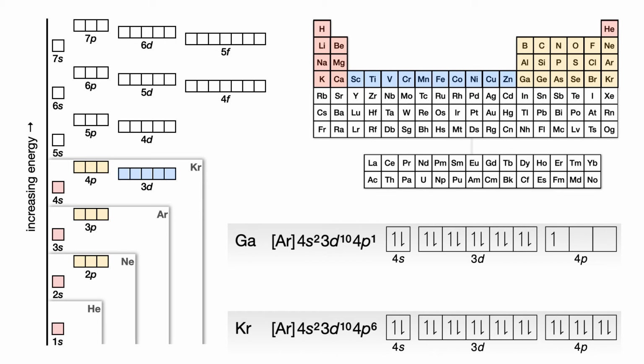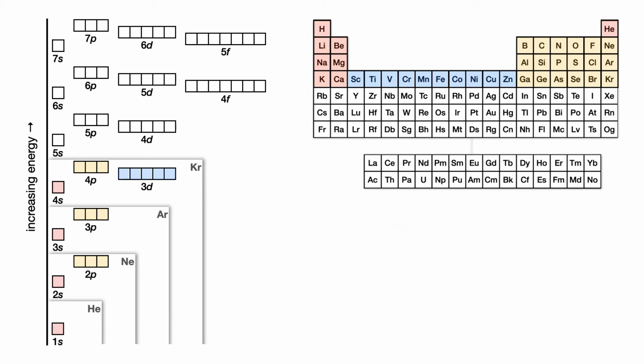And then we can continue. After krypton come rubidium and strontium. They put electrons into the 5s sublevel. And then the next 10 elements put electrons into the 4d sublevel. And then next we fill in the 5p sublevel. Xenon closes off energy level 5. And then cesium and barium put electrons into 6s.